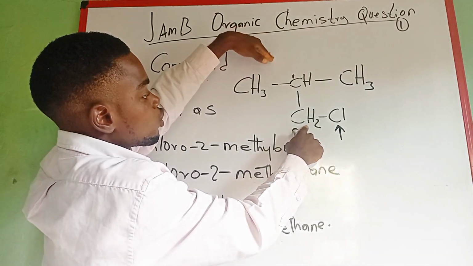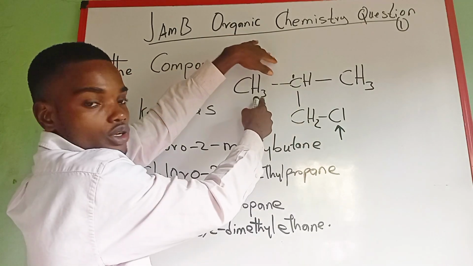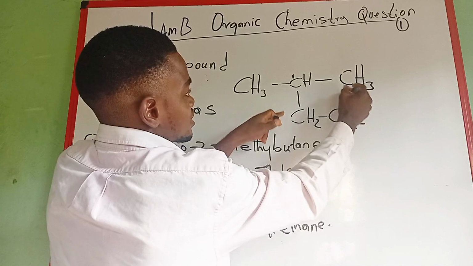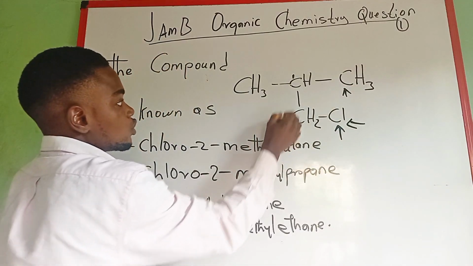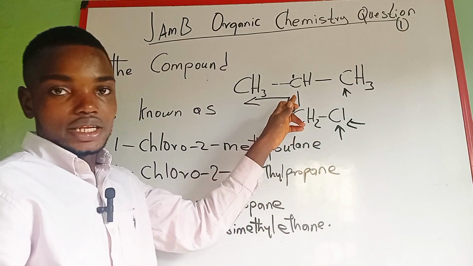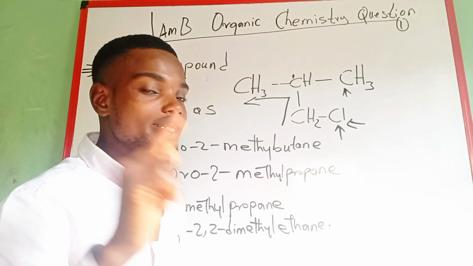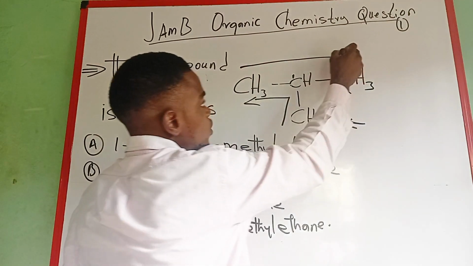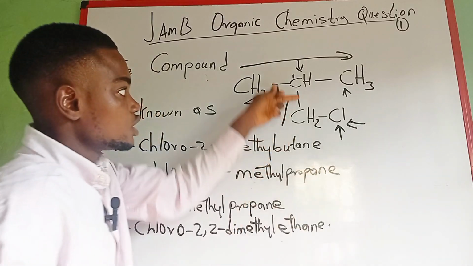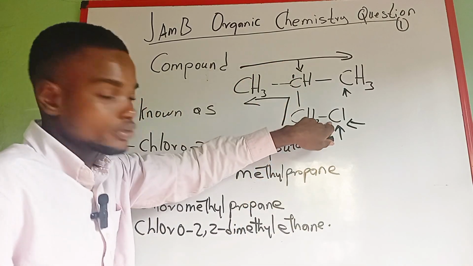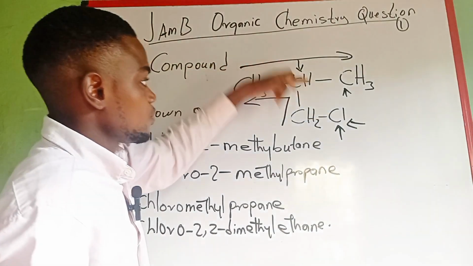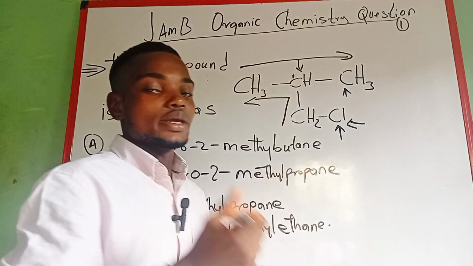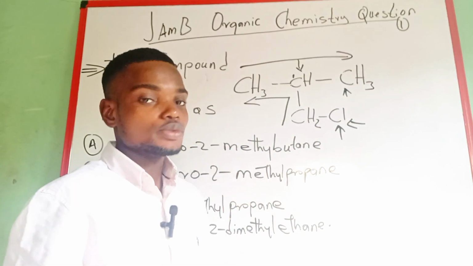But then if we follow the branch chain, how many substituents are we going to have? We're going to have first substituent and second substituent. That is if we follow this part of the chain. So because of that, we are going to take the part that has more substituents. If we follow the straight chain, we're only going to have one substituent. But if we follow the branch chain, we're going to have 1 and 2 substituents. So we're going to follow the branch chain because the parent chain must have more substituents in it.